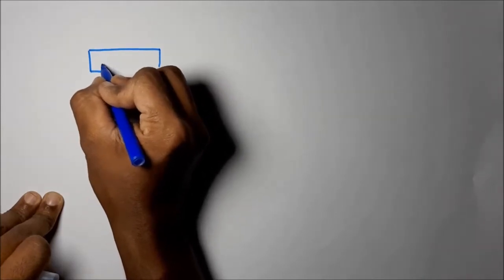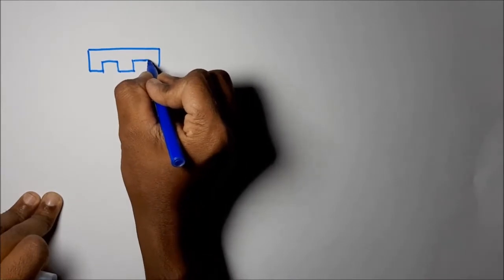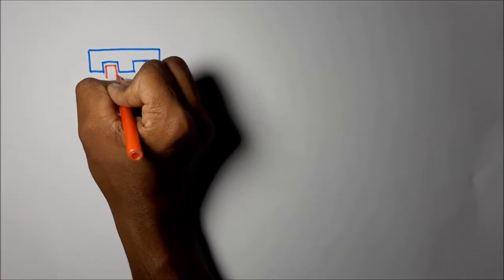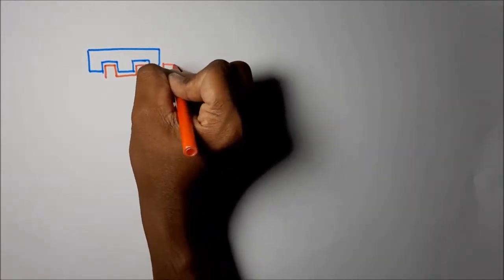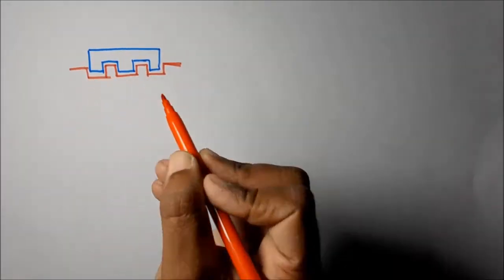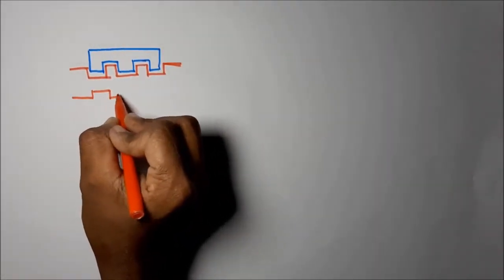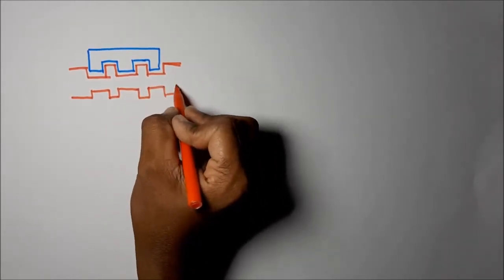Let's take this is the half nut. I will draw the two slots. Yes, it is easy. So then this is the engage position. The half nut is engaged to the lead screw. This is the engaged position.